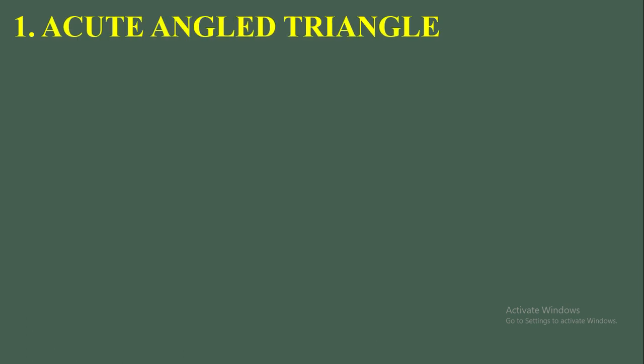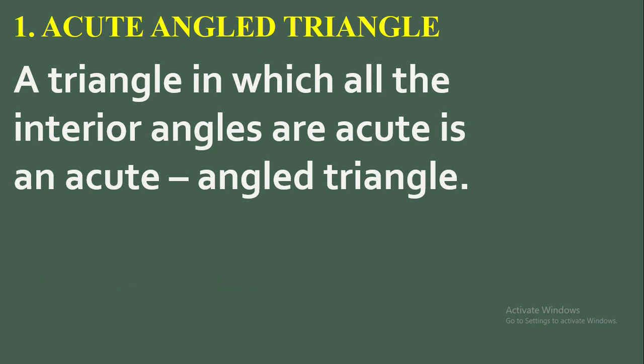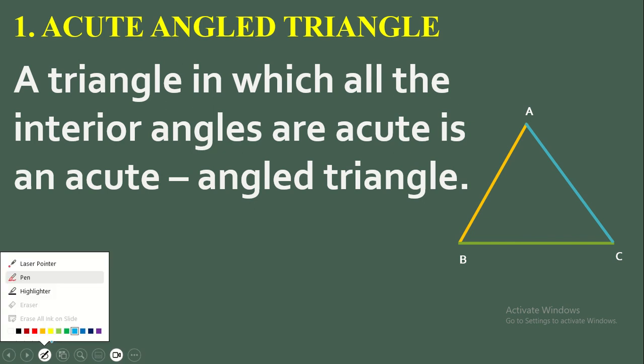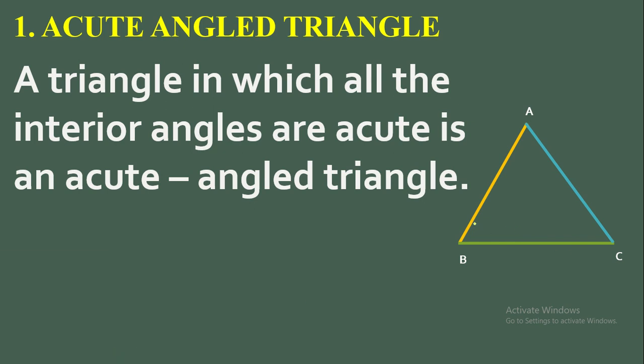So the first one is the acute angled triangle, and it is that triangle in which all the interior angles are acute. That means all the angles of this triangle are acute. Just like we saw in an equilateral triangle that all the angles are 60 degrees, so we can say an equilateral triangle is always an acute angled triangle. Similarly here, if we have the measures as, for example, 50 degrees, 60 degrees, and here 70 degrees, all the three angles in this triangle are acute. So we can simply say that this triangle is an acute angled triangle.